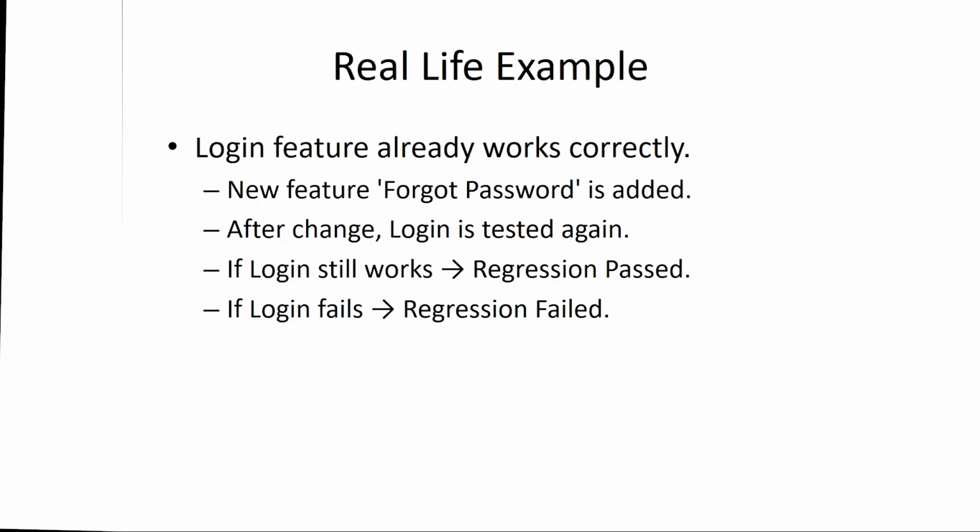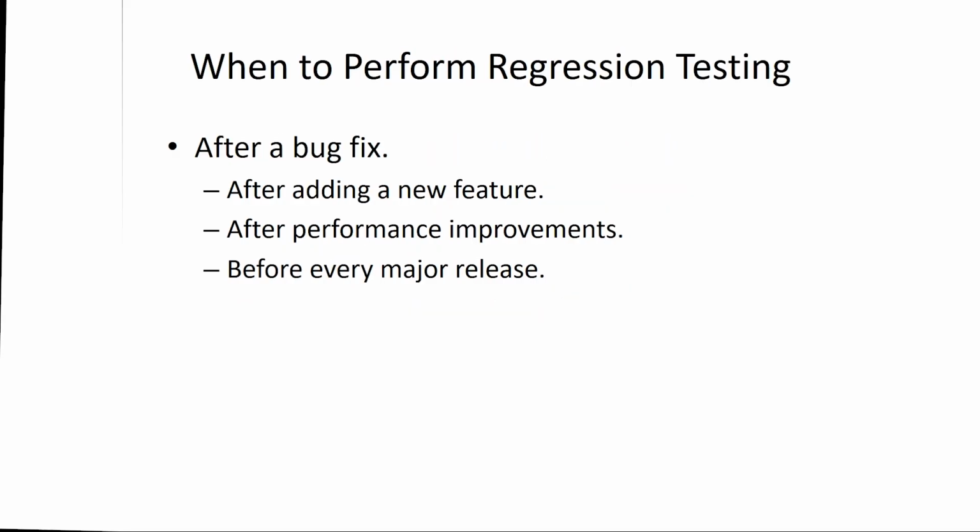This is a real-time example of regression testing. Take a login feature which already works correctly, and add a new feature to the application, which is forget password. After the change, login is tested again. If it still works, it means regression passed. If the login functionality is not working fine, then regression failed.